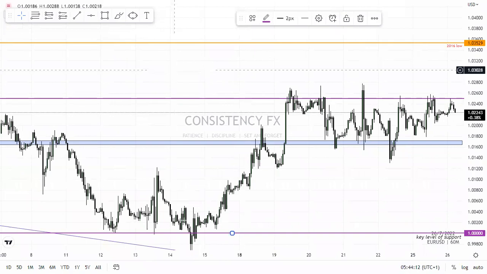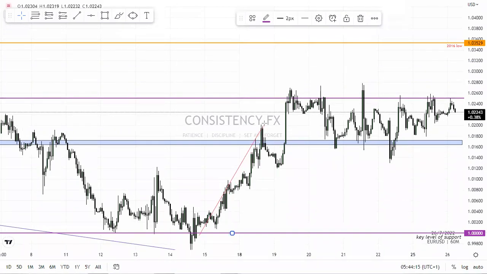Let me take my drawing tool. So you get an impulse to the upside, some sort of correction, and then this final impulse to the upside. Very, very nice impulse. And then price started to stall around this level. What does that tell me? It tells me that price is currently at a resistance. This is the resistance up here, and this is the support down here.